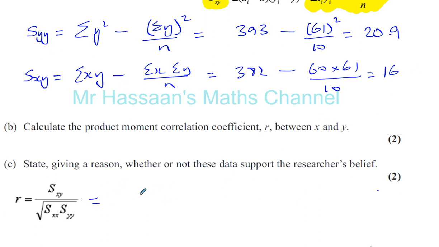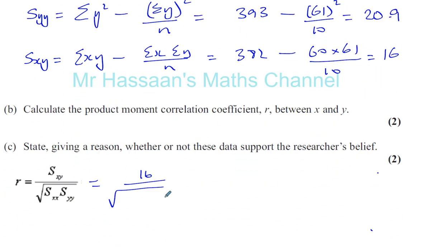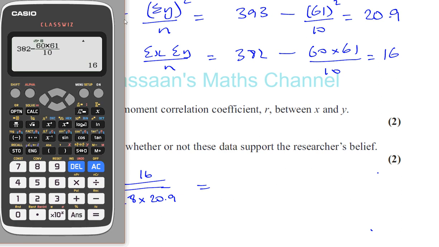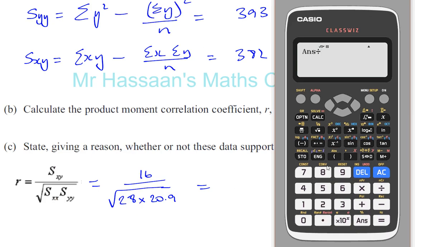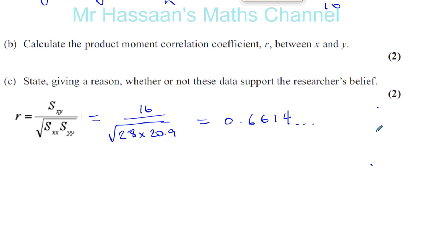SXY we found already as 16, divided by the square root of SXX, which was given to us in the question. If we scroll up a bit, that's 28. So you have 28 times SYY, which is how Y varies with itself, which we found as 20.9. When I calculate that, 16 divided by the square root of 28 multiplied by 20.9 gives me 0.6614. So there we have the product moment correlation coefficient. We found the value of R.